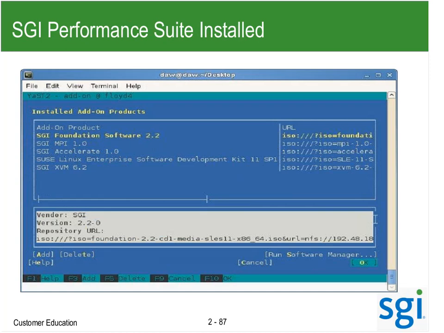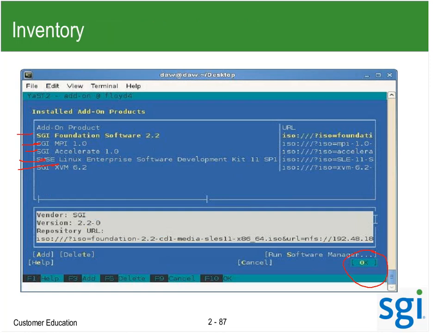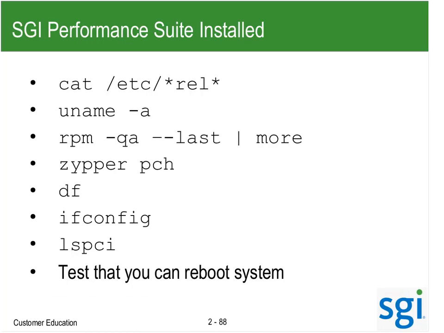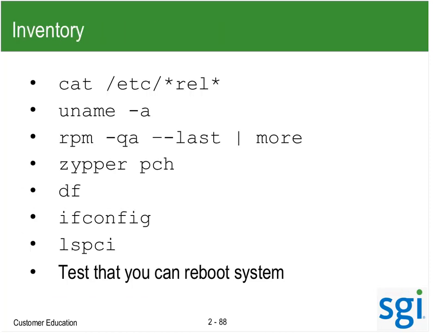So now that we're all done, I've got 5 distributions, 5 add-on products that have been added. Tab to OK. I'm kind of done here. So at that point then, I'm done.